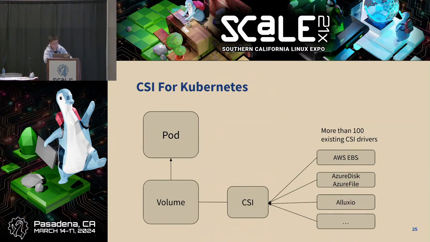But after the CSI comes in, CSI is basically one type of volume, and if anyone implements the CSI interface, they can just plug in as the CSI and become the volume for Kubernetes pods, which separates the development cycles and makes the implementation and the release much easier for both sides. So now there are more than 100 existing CSI drivers, for example AWS EBS, Azure Disk, Azure File, and of course we have the Alluxio CSI driver.